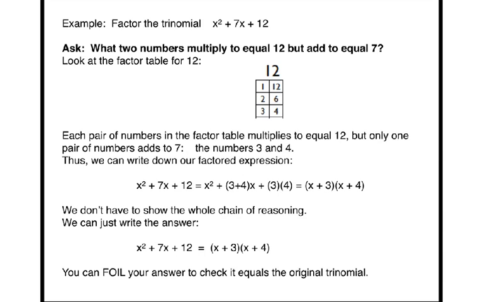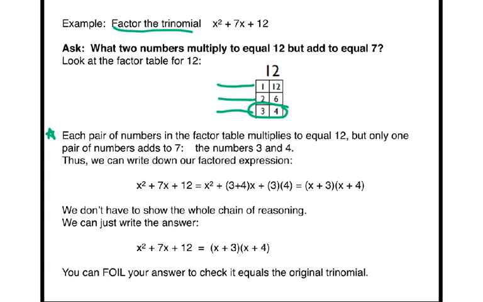For example, factor the trinomial x squared plus 7x plus 12. We need to ask the question, what two numbers multiply to equal 12 but add to equal 7? So we look at the factor table for 12. Considering each pair of numbers, 1 plus 12 is 13, 2 plus 6 is 8, 3 plus 4 is 7, we have found our answer. 3 times 4 equals 12, but 3 plus 4 equals 7. Thus, each pair of numbers in the factor table multiplies to equal 12, but only one pair of numbers adds to 7, the numbers 3 and 4.